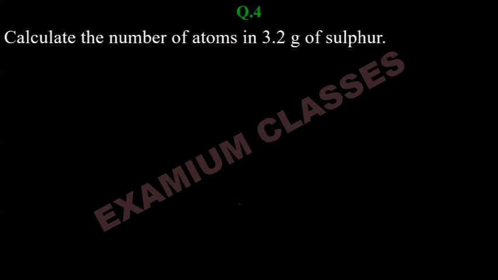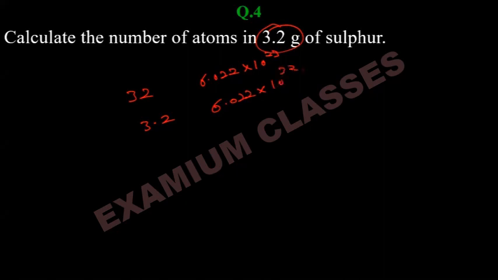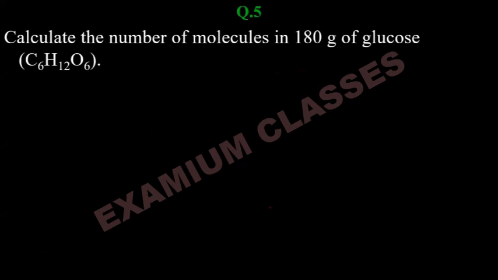Now, how many number of atoms in 3.2 grams of sulfur? If in 32 grams, there are 6.022 into 10 power 23, in 3.2 grams, 6.022 into 10 power 22. You divide by 10. Unitary method, simple unitary method.